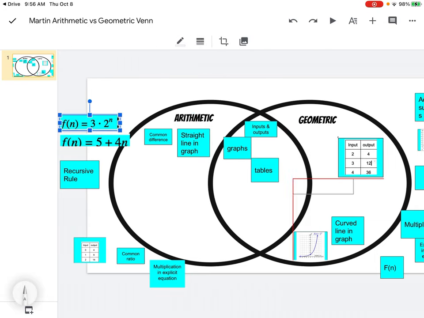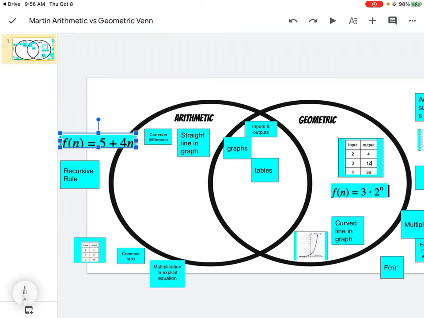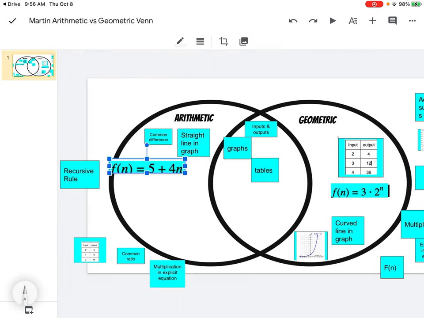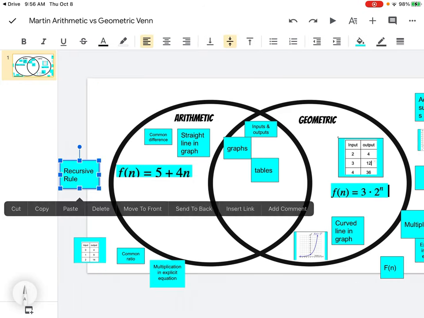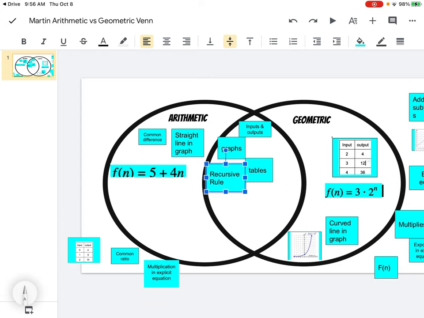Having an exponent in an explicit equation, 2 to the power of n, is geometric. In an explicit equation, having it be repeated addition would be arithmetic. A recursive rule, you can use recursive for both arithmetic and geometric sequences.